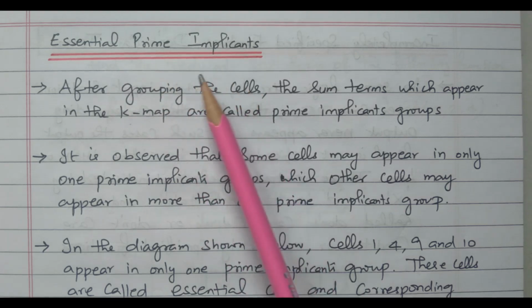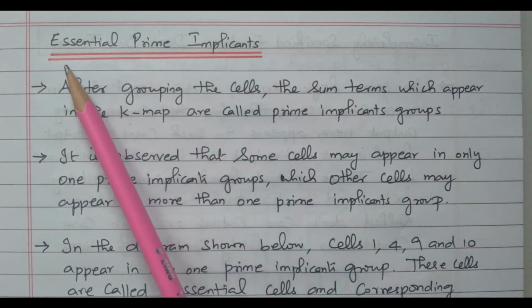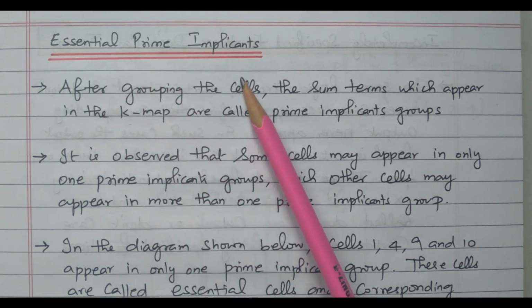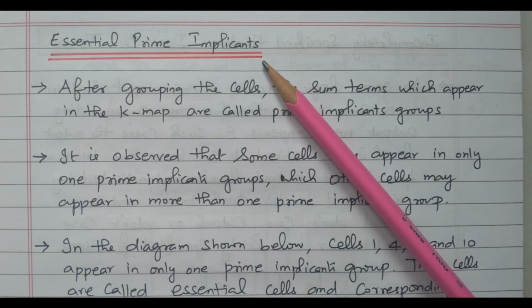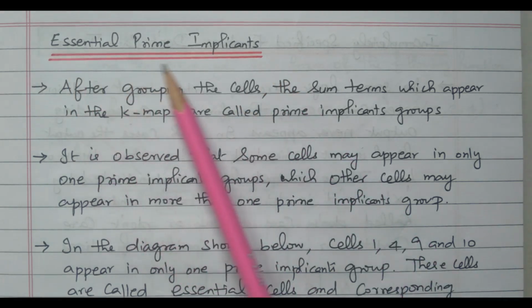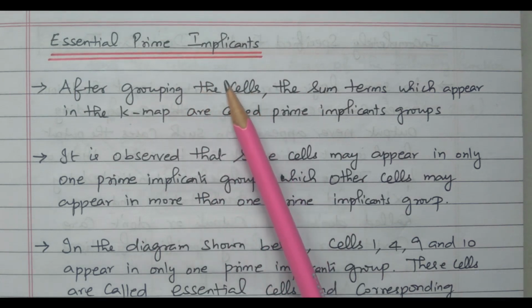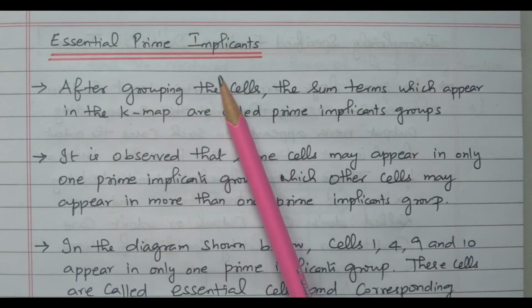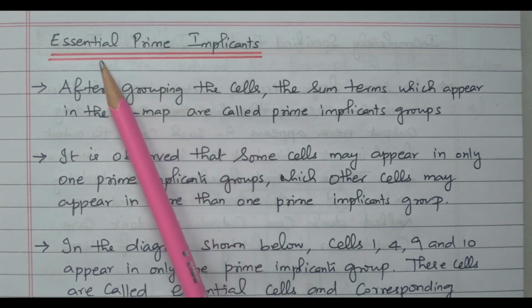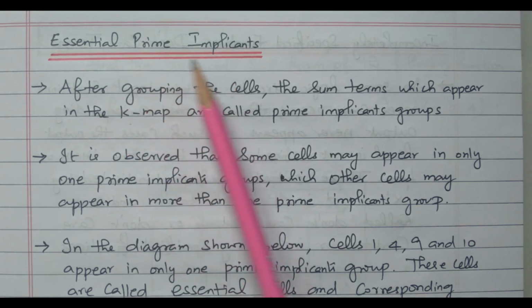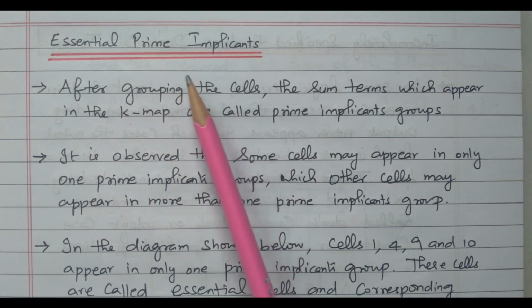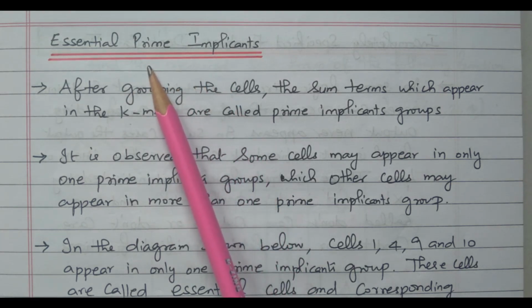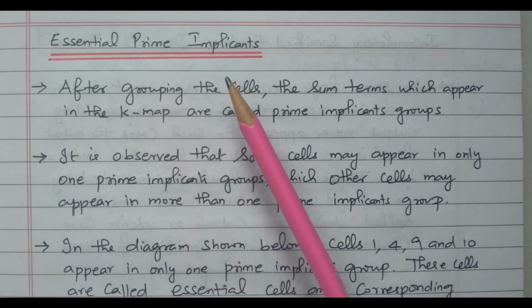There are two types available, prime implicant and essential prime implicant. Essential prime implicant means there is no other way. Only one possible way is available for grouping. That is called an essential prime implicant. Only one possibility of grouping of the elements is called an essential prime implicant. Prime implicant means there are two or more possible ways available. We can group with either this cell or that cell. That is called a prime implicant.